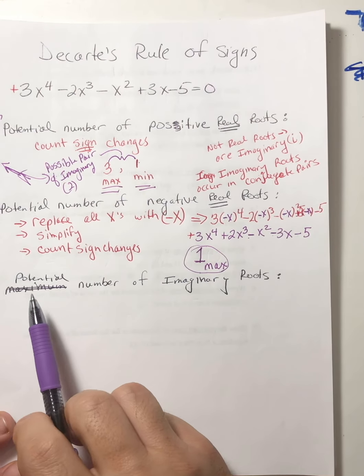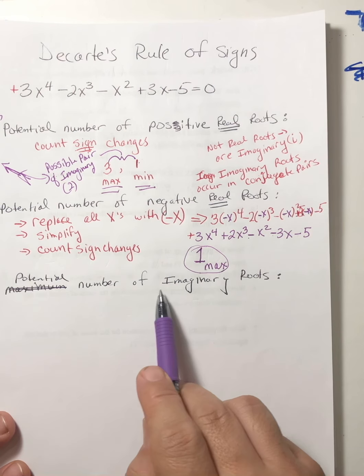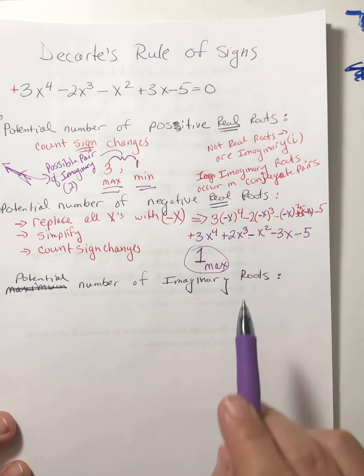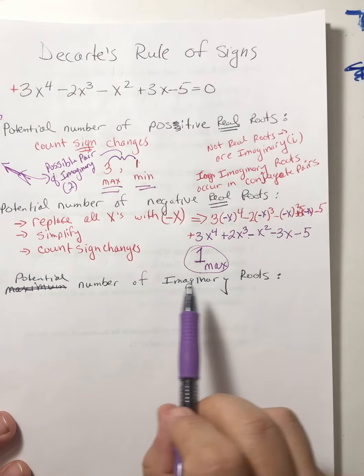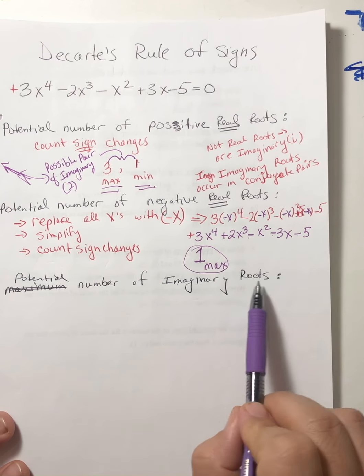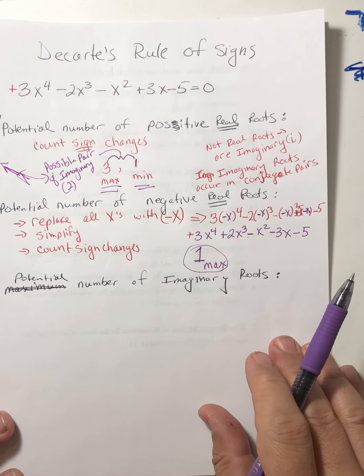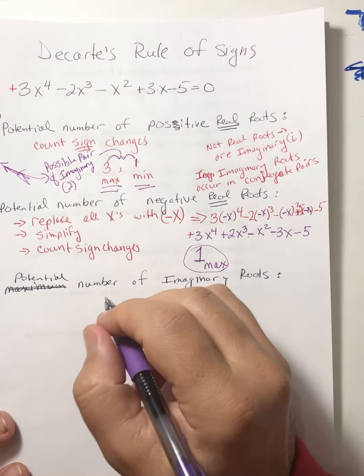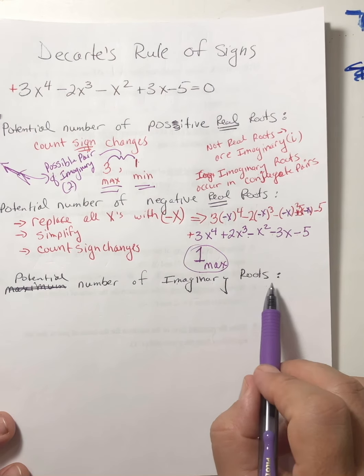Now, he also comes up with this potential number of imaginary roots. In order to get the potential number of imaginary roots, this is what we have to do. Technically, it's the potential number, the maximum, of imaginary roots.